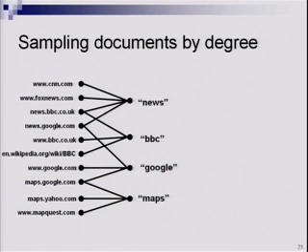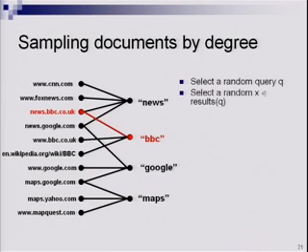Okay, so let's see how we can sample documents, but now by their degree, not uniformly. Here is a naive way to do that. We just select a random query from our pool. We said this is an explicit pool. We have it, so we can select one of these queries at random. Suppose we selected BBC. Now we choose one of the results. We submit that query to the search engine, get back the results, and choose one of the results at random. Say in this case, we chose news.bbc.co.uk. It's very similar to the Bharat-Broder approach, by the way.